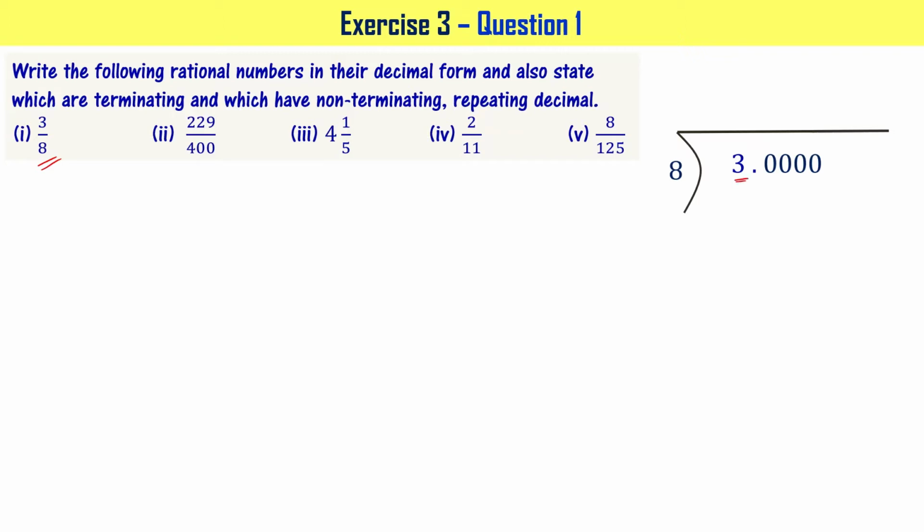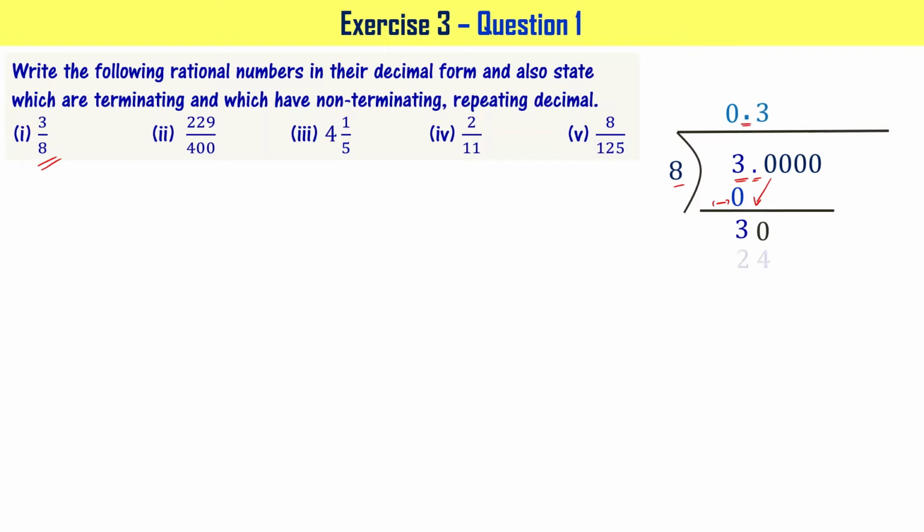3 is smaller than 8, right? That's why let me write 0 times 8 is 0. So when I subtract 0 from 3, then what I get is 3, right? Now we have a dot here, which means we have to put a dot in the quotient part also. Let me do that. Then I can bring this 0 down. When I do that, 3 becomes 30, right?